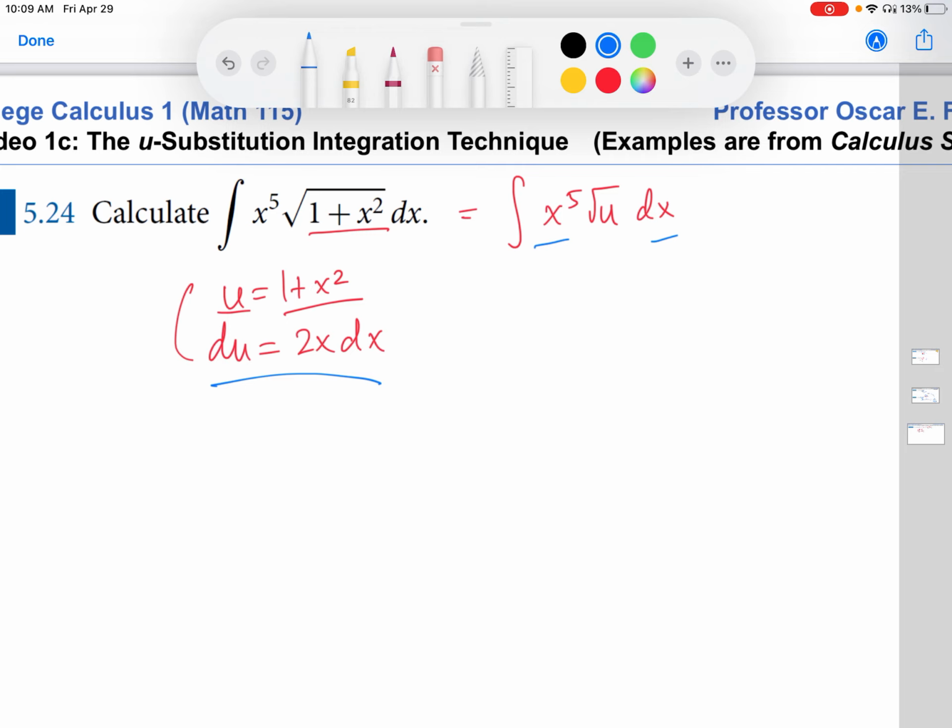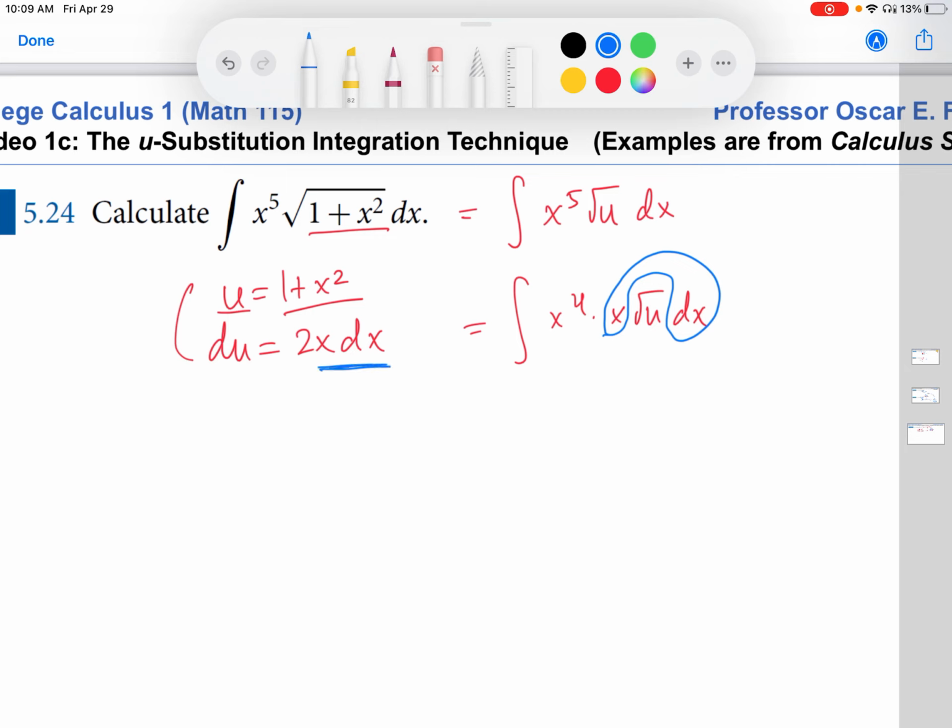Okay, well, here's the thing. Let's substitute what we can. So what do I mean by that? Well, x to the 5th is x to the 4th times x times square root of u dx. Aha, so I have conjured up an x dx. This is, again, why this is a more difficult problem. You wouldn't necessarily know to do that, but now that you've watched this video, you have some sense of, you might try this in a similar problem in the future.